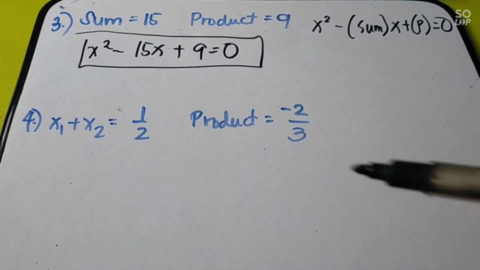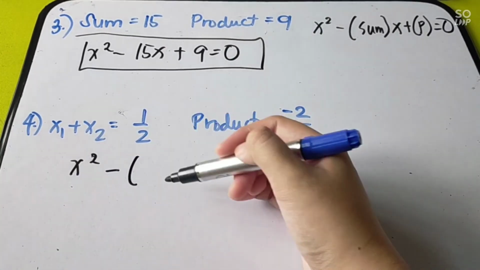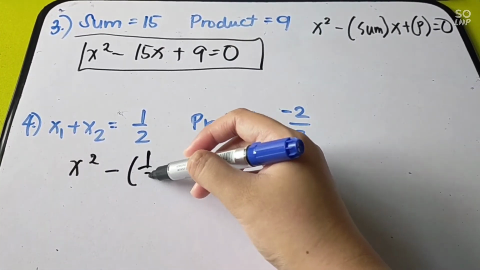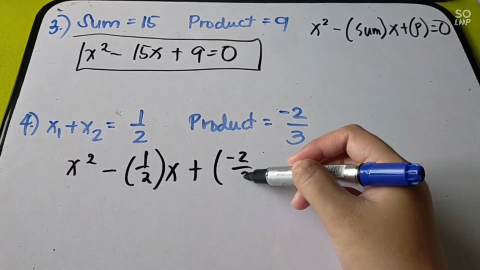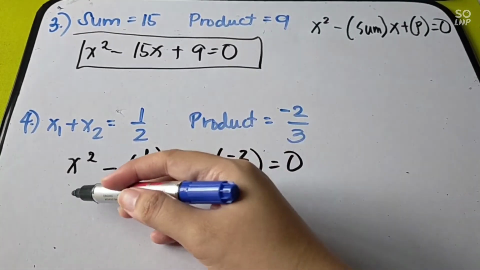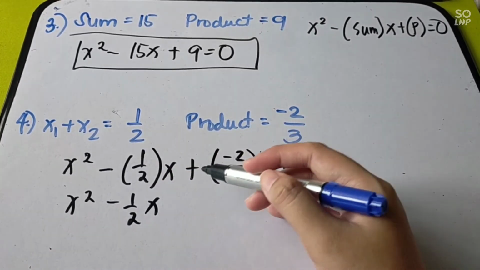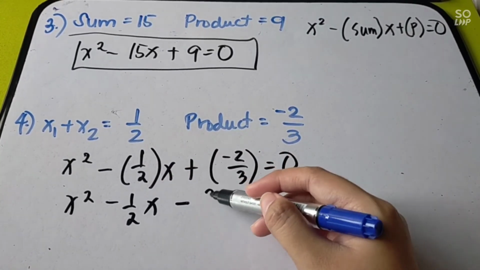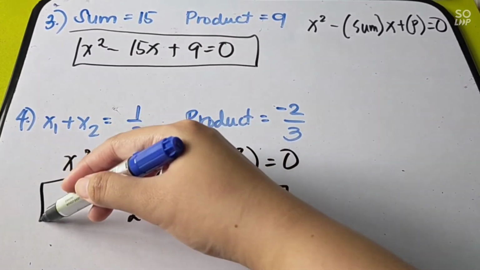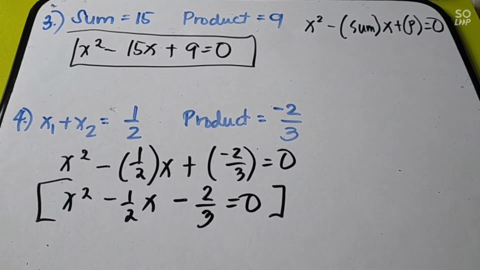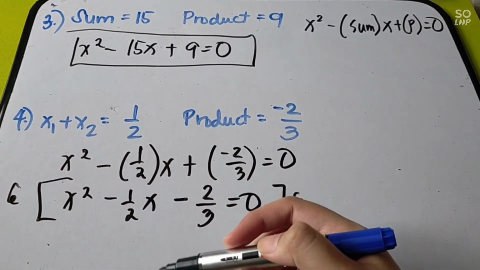Next, let us have number 4. We have x squared minus ang ating sum. We have here 1/2, then x plus your product is negative 2/3, then equal to 0. Simplify x squared, so it becomes minus 1/2 x. Positive times negative is negative 2/3 is equal to 0. Then find the LCD of our denominator. Ang LCD natin is 6.